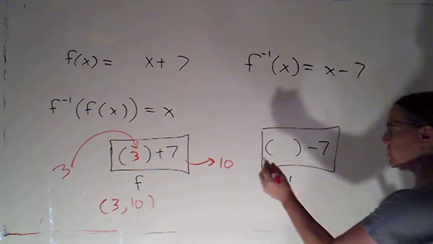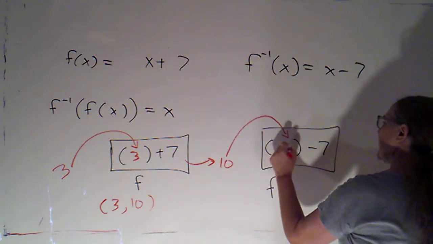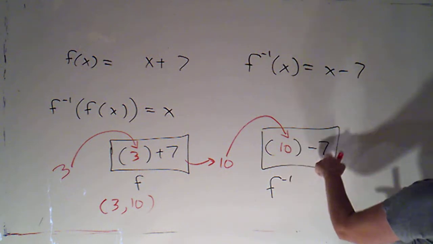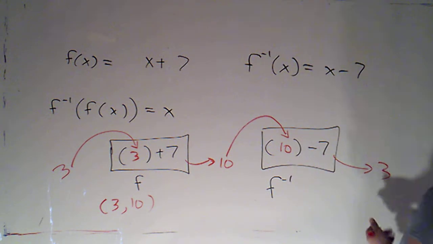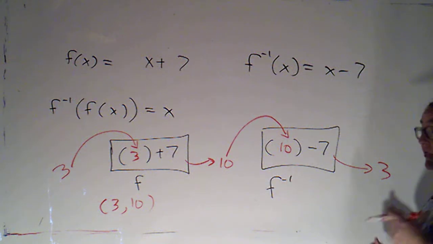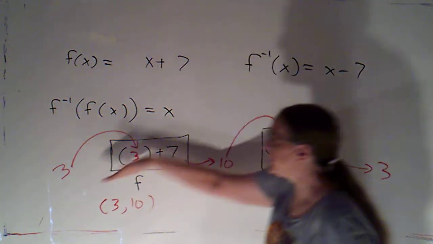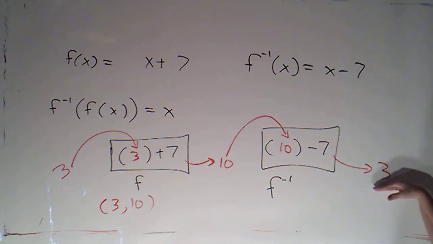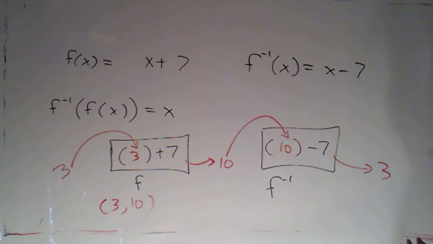When I do my function composition, I'm taking that 10 and I'm plugging it into f inverse. 10 minus 7, that's going to give me 3. So we got exactly what we thought we should. We started with 3, we did something, we undid it, we're right back at 3. That's how composing a function with its inverse should always work.